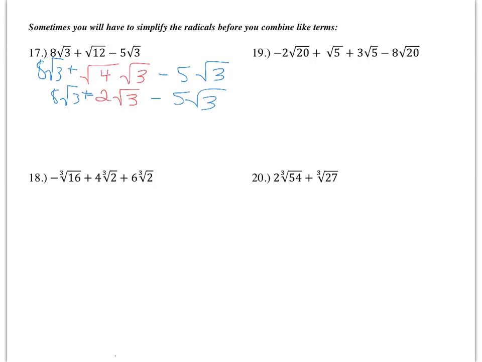Now I can combine like terms because all of them have radical 3. So I have 8 radical 3's plus 2 radical 3's. That's 10 radical 3's. Then take away 5 radical 3's. That's going to give me 5 radical 3.